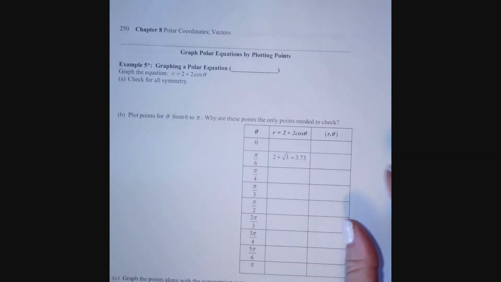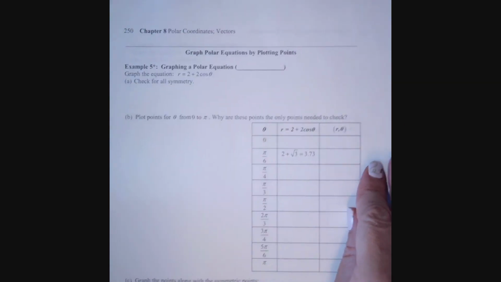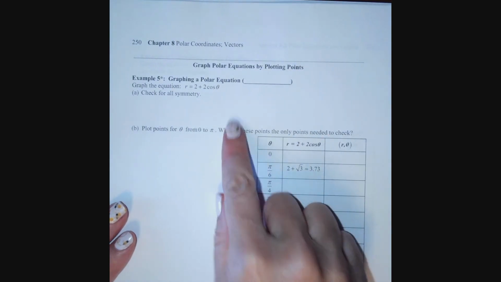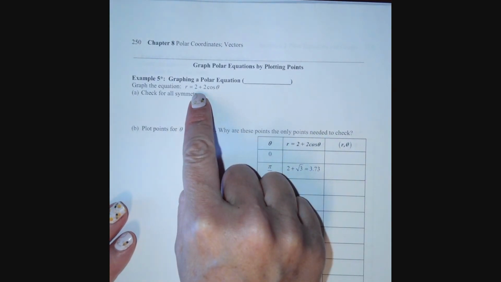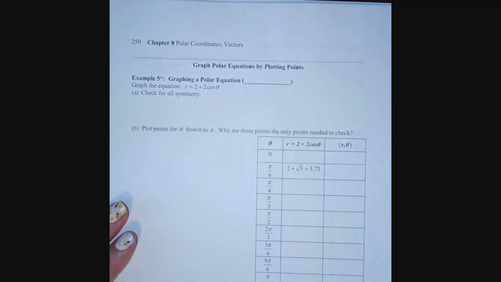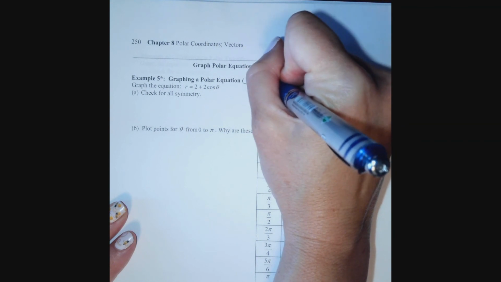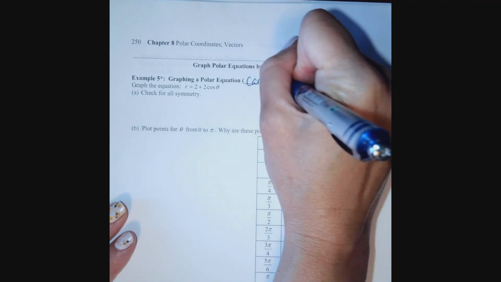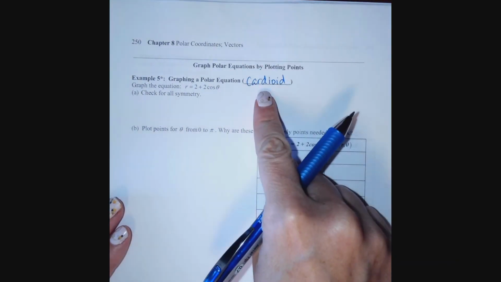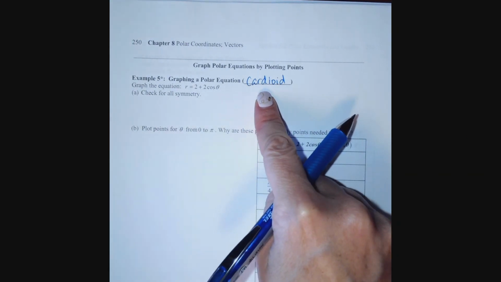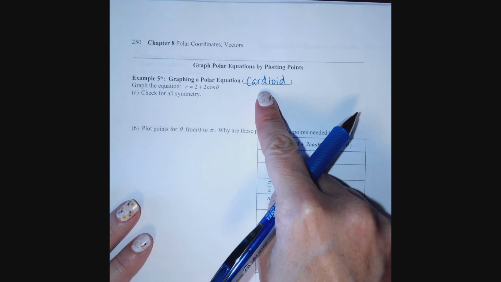Okay, we're going to graph some polar equations by plotting points. So here we go. We're going to be graphing the equation r equals 2 plus 2 cosine theta, and it's going to give us what we call a cardioid shape. Now, cardioid, cardiac, references the heart, and these cardioid shaped graphs are basically heart-shaped.